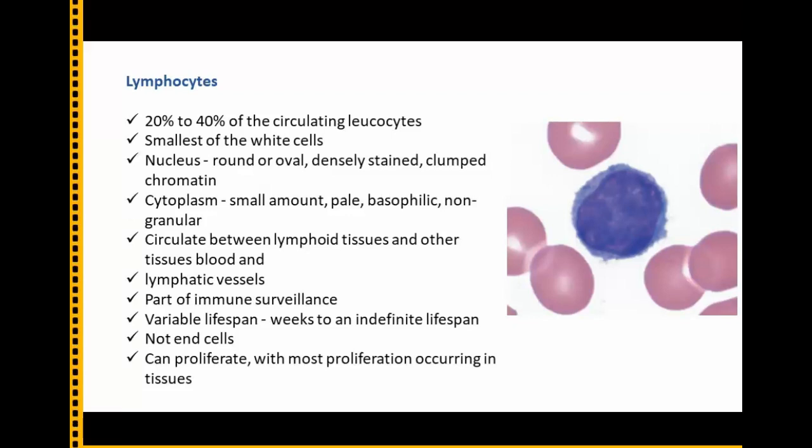These cells circulate between lymphoid tissues, blood and other tissues. They are part of immune surveillance. They can have a long lifetime, varying from several days to weeks, and they are not end cells. End cells means terminating cells. Lymphocytes can proliferate into other cells.